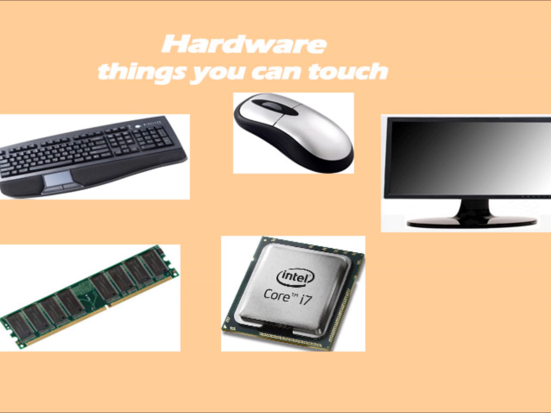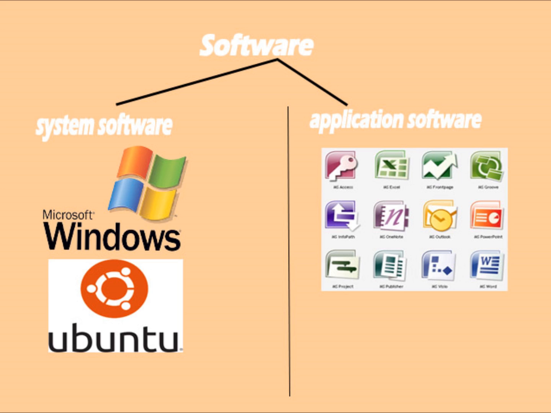Hardware is a general term for the physical components that make up a computer system. For example, keyboard, mouse, monitor, processor, and so on. Software is a general term for the programs that control the computer system. There are two types of software, system software and application software.